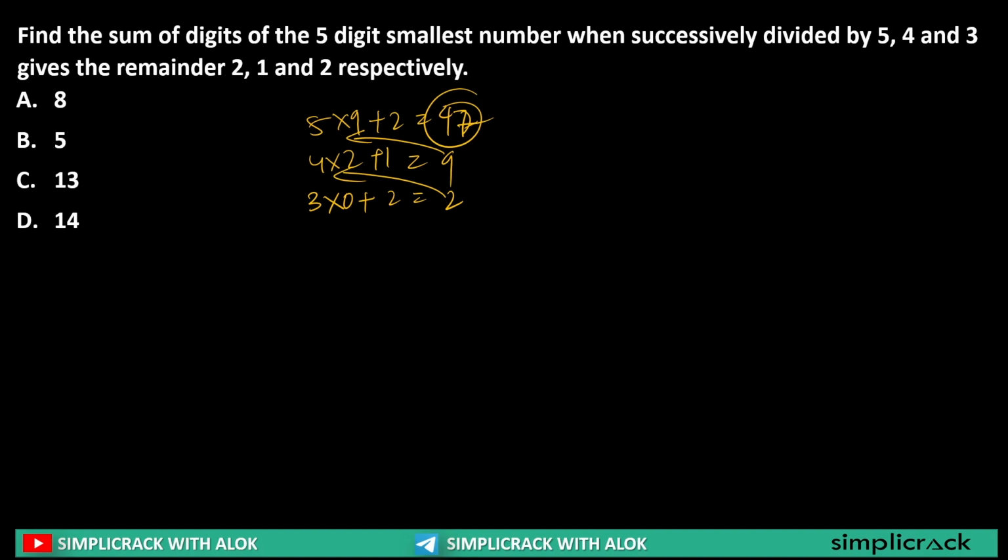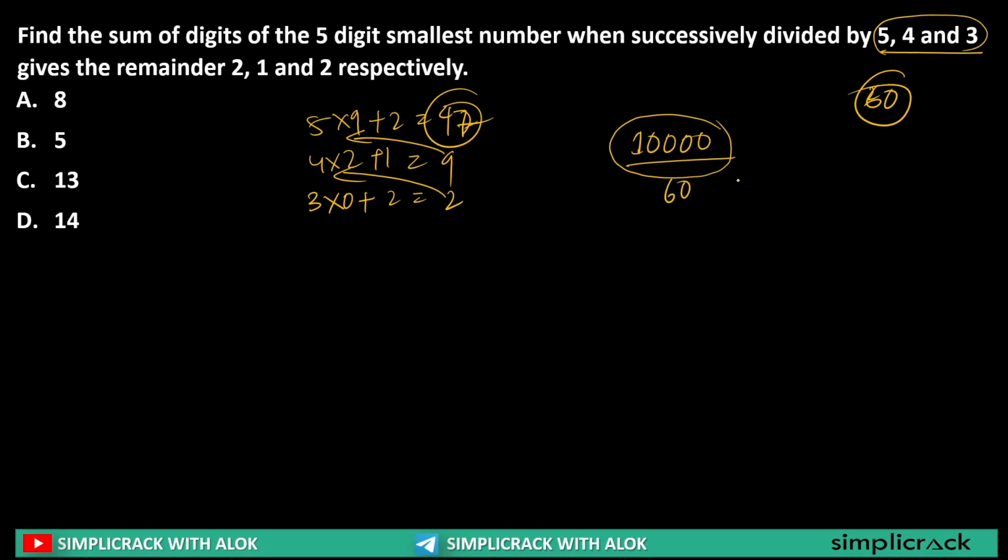The smallest 5 digit number, what is it? Smallest 5 digit number is 10,000. Now this smallest 5 digit number is divided by 5, 4, 3. If a number is divided by 5, 4, 3, that means it is divisible by the LCM of 5, 4, 3, that is 60. So it should be divisible by 60, right? If I divide it by 60, the nearest number will be 9960.